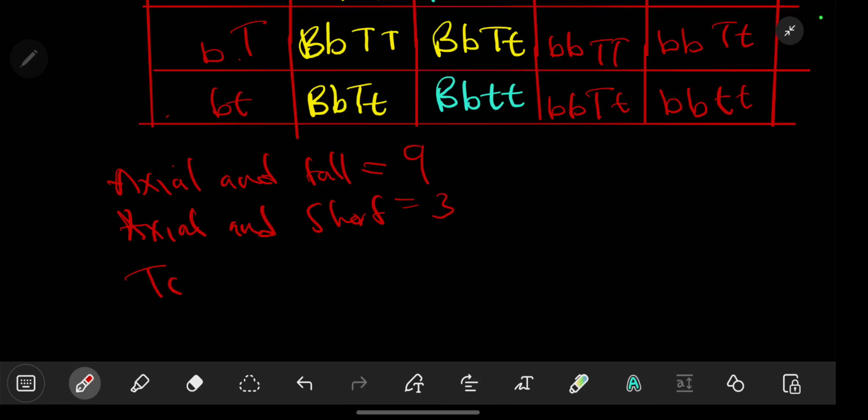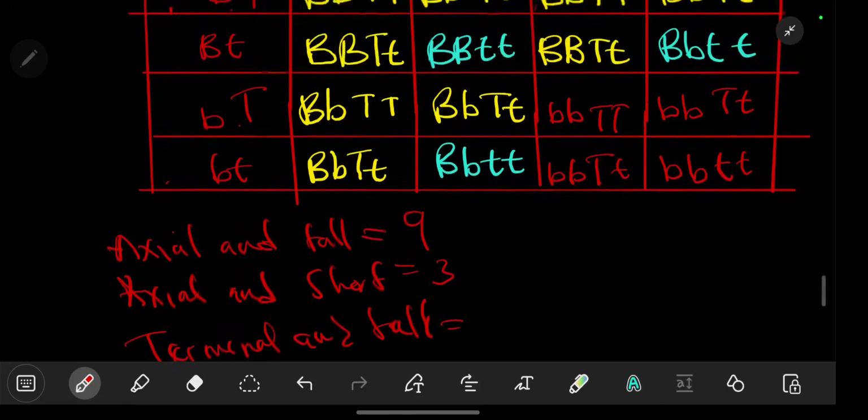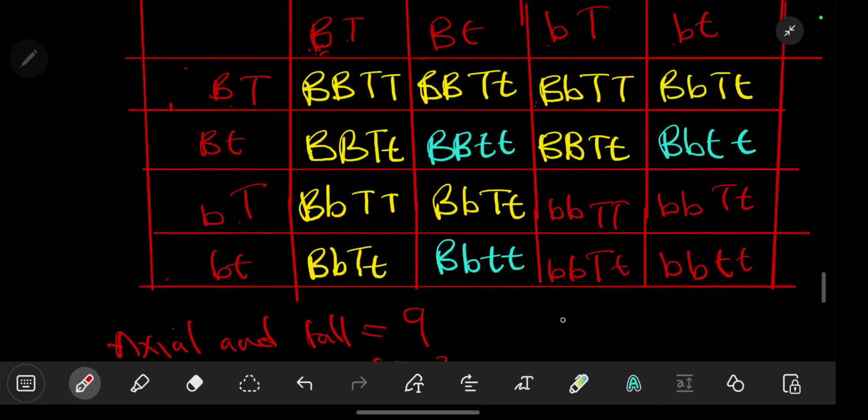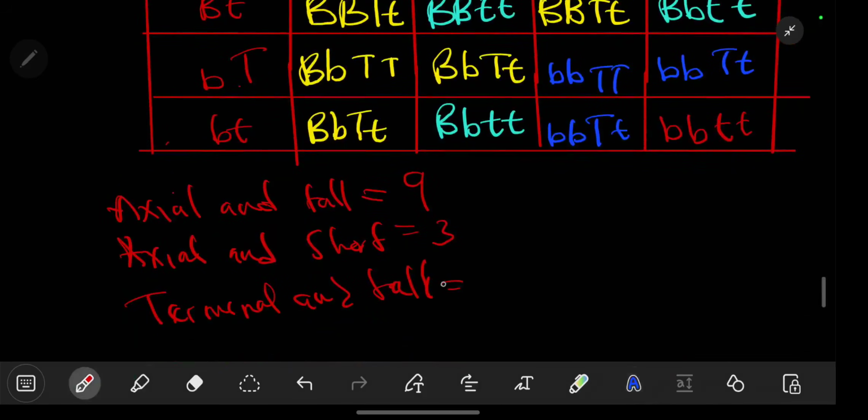Then here we are going to have our terminal and begin with your dominant toe like that. So axial or terminal and toe means look for a place where you can see 2 small letter B's and at least one big letter T, which is number 1, number 2, number 3 here. So we are going to have our 3 here.